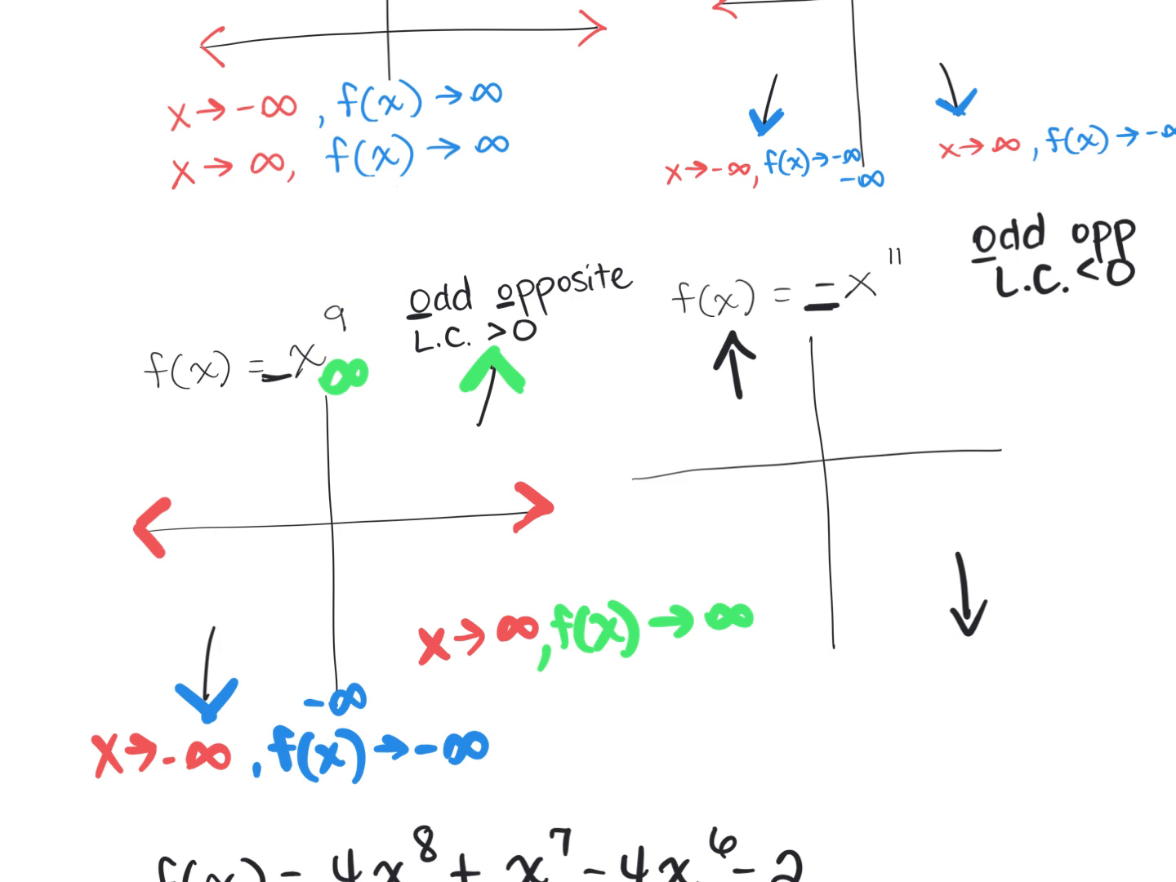So as x is going off this way, x is going to negative infinity, my function is going up and up and up to positive infinity. So f of x is approaching positive infinity. And then as x is going to positive infinity on this side, the y values over here are going down. So they go toward negative infinity.